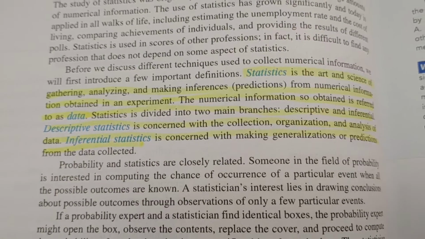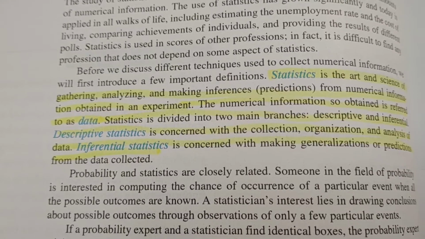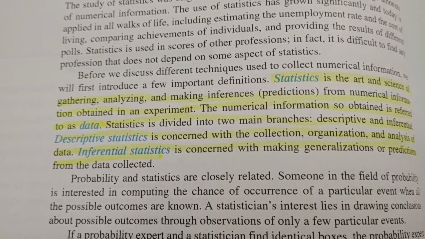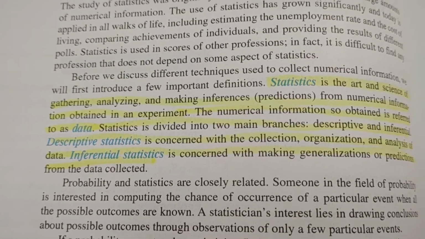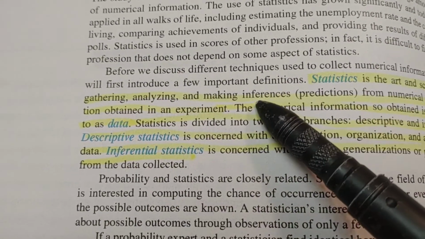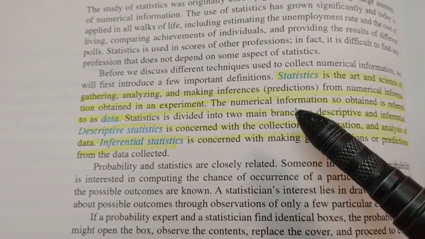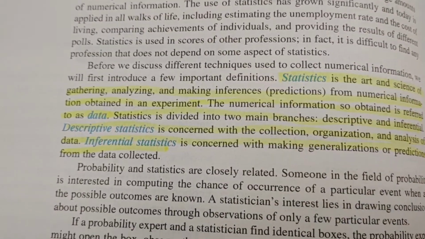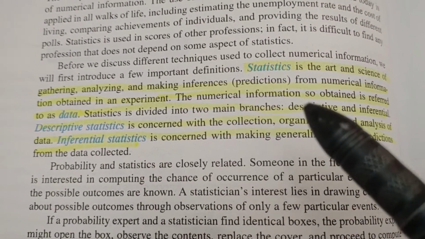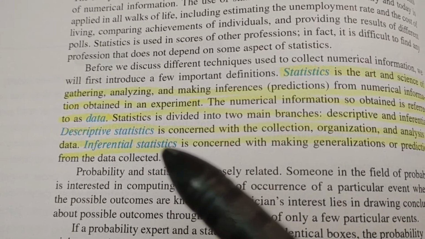So when we come down here, we have sampling techniques, and first thing it says is statistics is the art and science of gathering, analyzing, and making inferences from numerical information obtained in an experiment. So, this numerical information and these inferences, these are the predictions. So you got to understand that anything dealing with statistics is an inference. So, it's not necessarily always true. It says the numerical information so obtained is referred to as data.